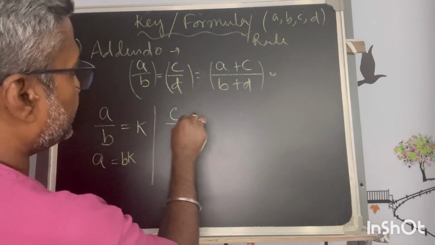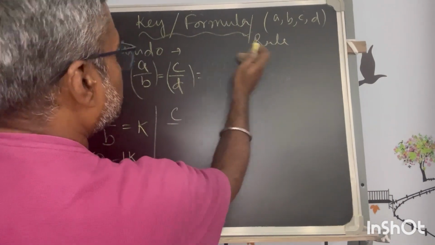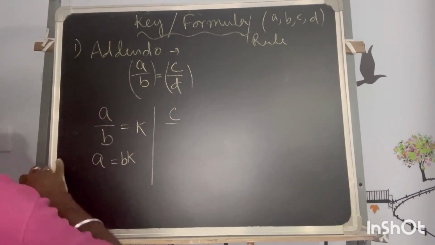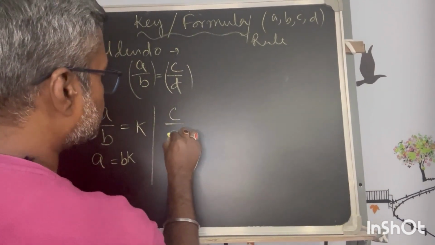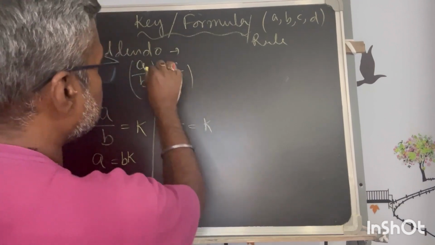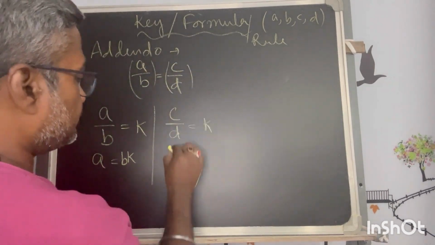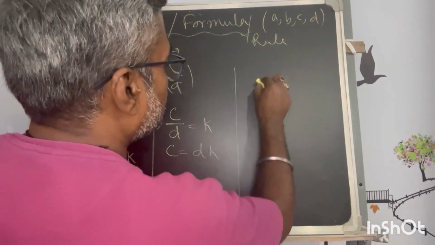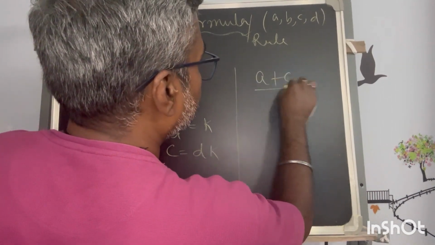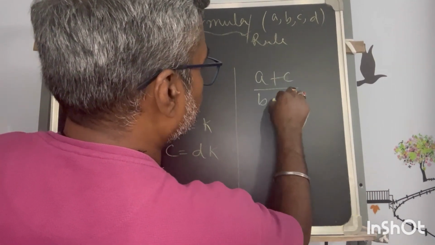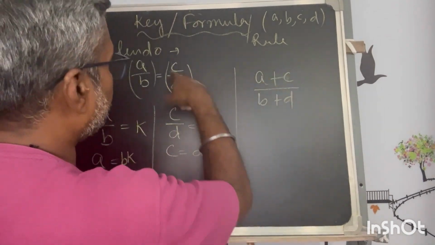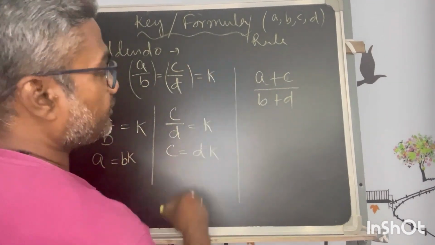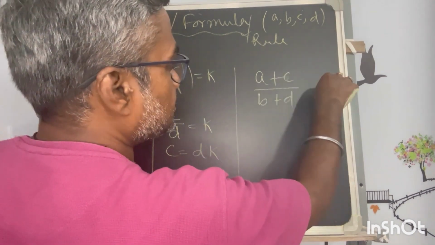Similarly, C by D, which has to be proved equal to this ratio. So C by D is also equal to K, because this has to be the same ratio. So C is equal to D into K. Now bring this part, A plus C by B plus D. Now this has to be proved as the ratio equal to this. This has the ratio K value, so this has to be proved as K.